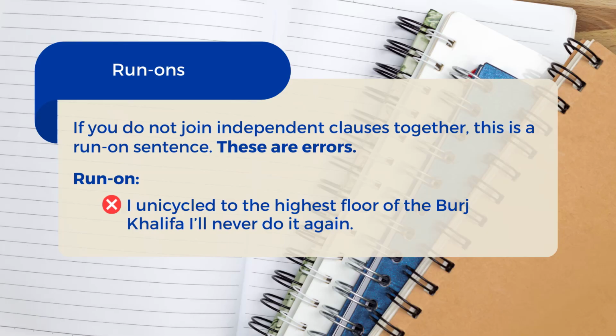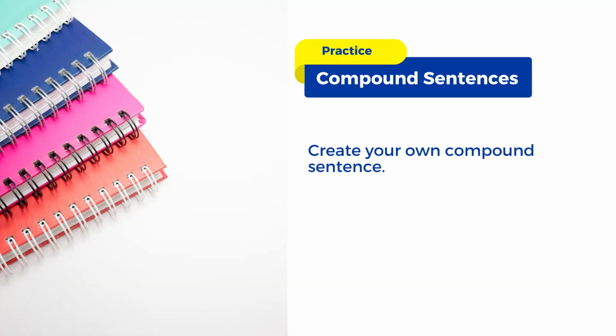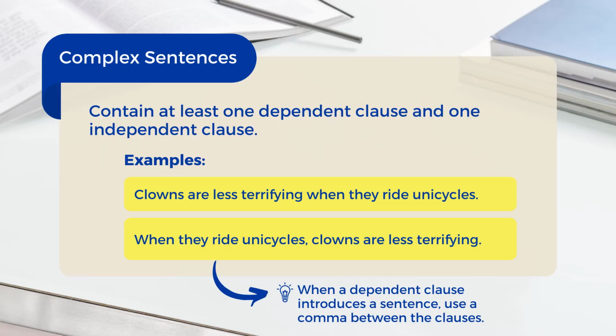Now, there are a couple errors we have to look out for when it comes to compound sentences. The first is called a run-on, and this is when we have nothing joining 2 independent clauses together. It's commonly misunderstood that run-ons are just long sentences. In fact, they are independent clauses without clear boundaries. Comma splices are when we try to join 2 independent clauses with only a comma. All right. Go ahead and practice writing your own compound sentence now. You might want to practice joining the independent clauses together in a variety of ways and avoid the errors that were mentioned.